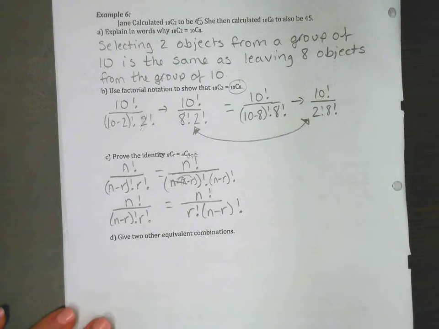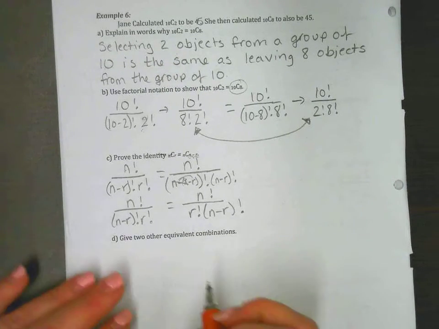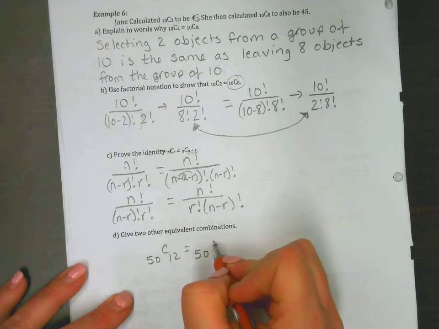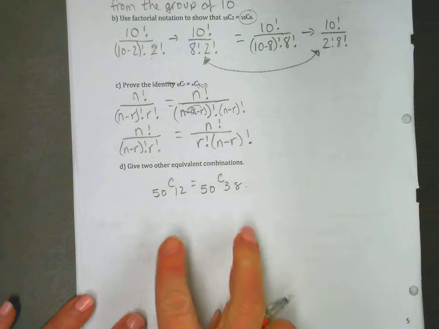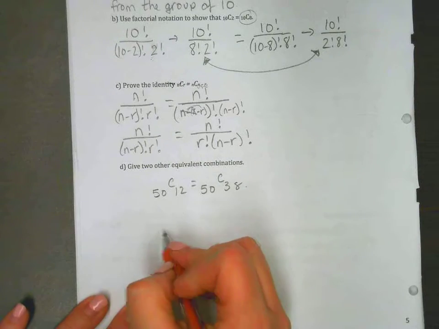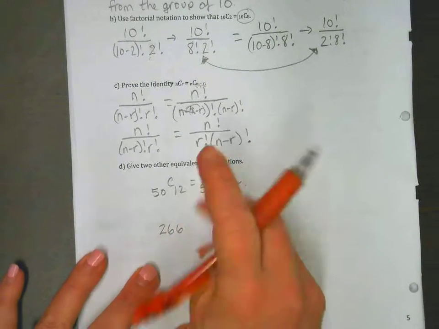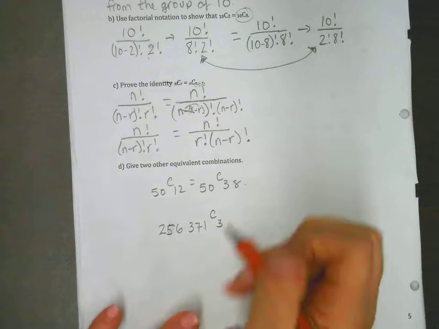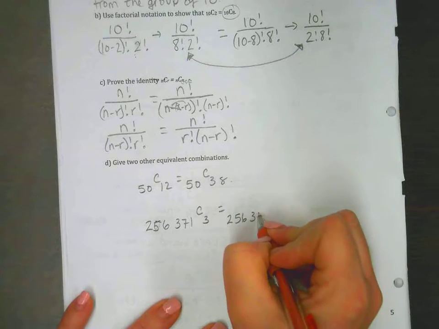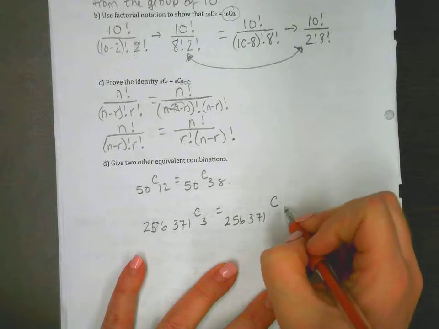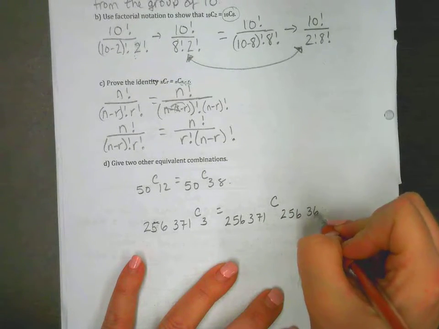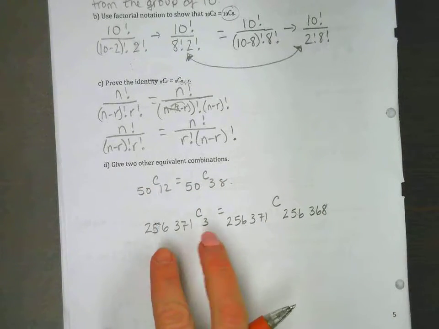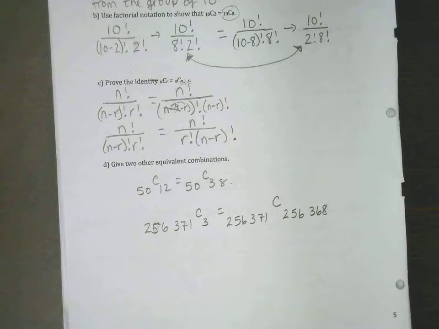So give two other equivalent combinations. So it could be anything in the world. So 50 combination 12 is going to be equivalent to 50 combination 38. Okay. Or if we wanted to get crazy and evaluate something that can't be evaluated on a calculator, 256,371 combination 3 is going to be equivalent to 256,371 combination, the difference between these two values, which is 256,368, would also be equivalent. So yes, this can be calculated on your calculator, but you might get something that cannot. So you have to recognize that this is going to be equivalent to this. And that is the end of combinations.